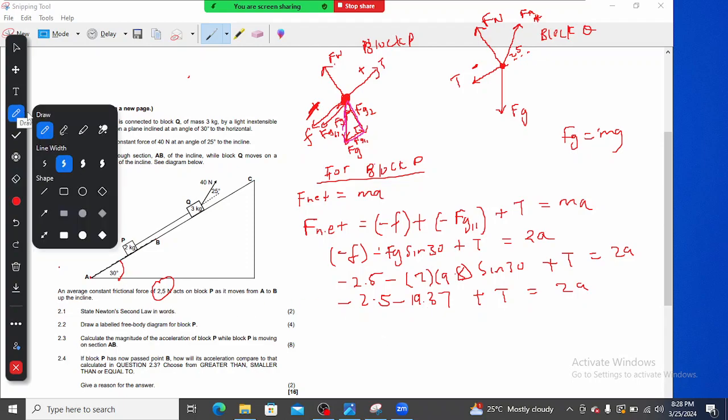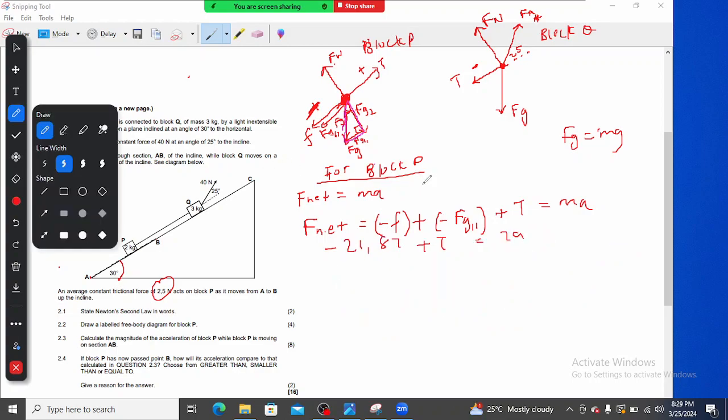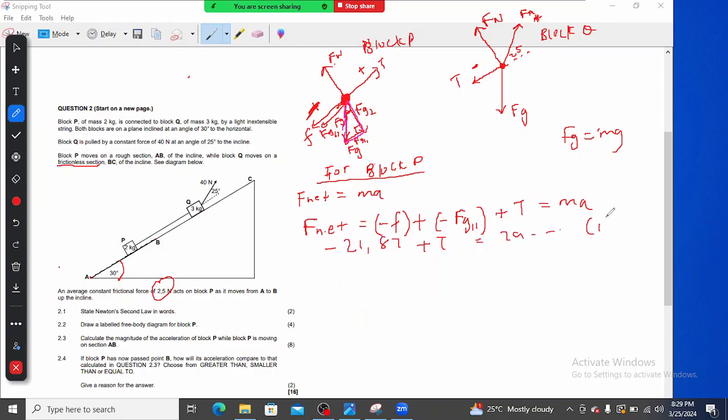Okay, so that is minus 21.87 plus T equal to 2a, right? So now what we can actually do, we can just rewrite this because now we have the simplest number. So let me just rewrite it here, okay? So this is your equation 1, right? Any question here? No. Now we are done with the block P.